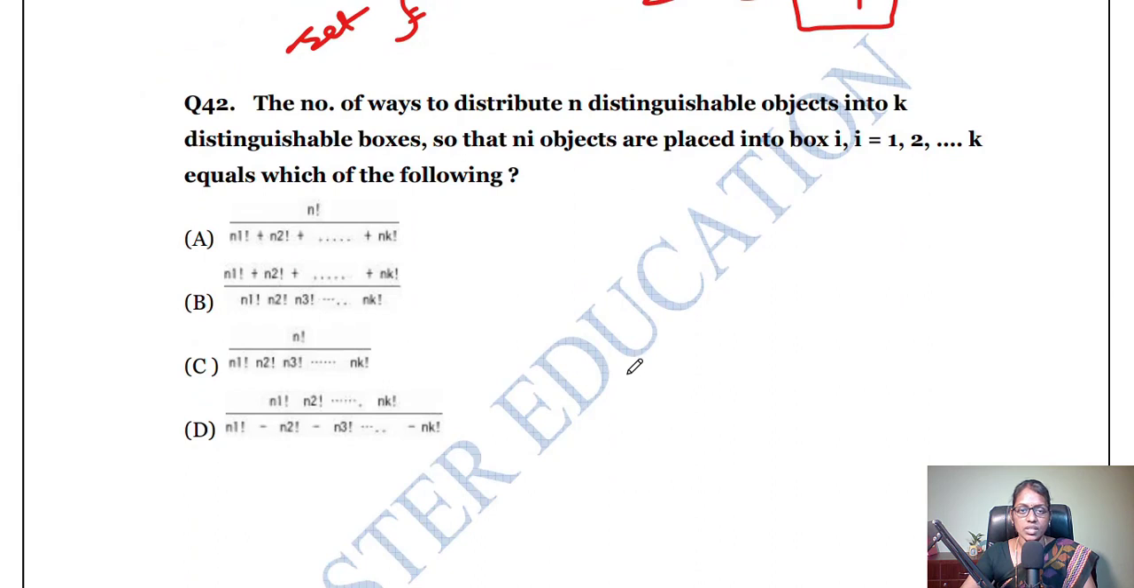The next question is the number of ways to distribute n distinguishable objects into k distinguishable boxes so that n_i objects are placed into box i. This equals which of the following? This is a formula we have to just remember: n factorial divided by n1 factorial, n2 factorial, n3 factorial, up to nk factorial.